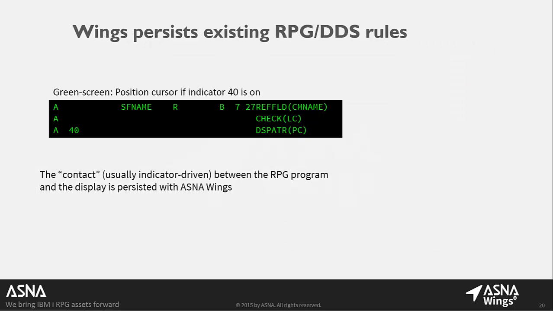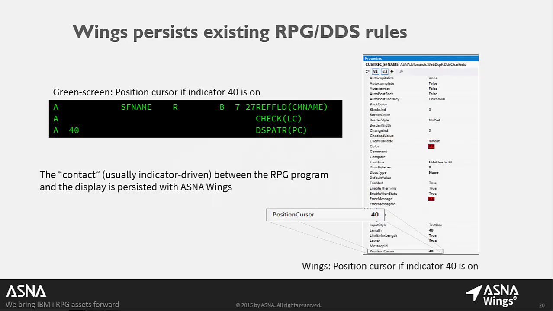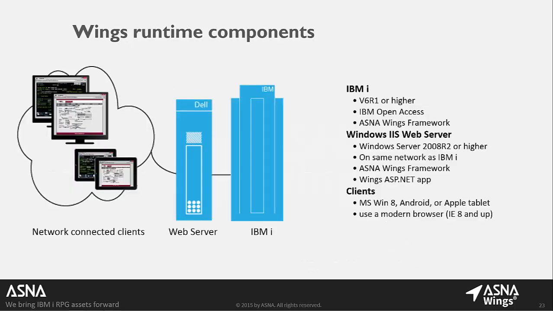Now, existing RPG display file rules, which are usually driven by RPG indicators, are persisted with ASNA Wings. For example, if indicator 40 conditions cursor positioning on the legacy green screen, that indicator also controls cursor positioning in the new Wings browser-based user interface. Wings has full fidelity with the RPG display file indicator-driven contract.